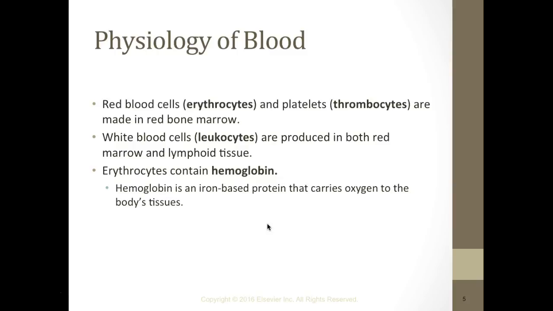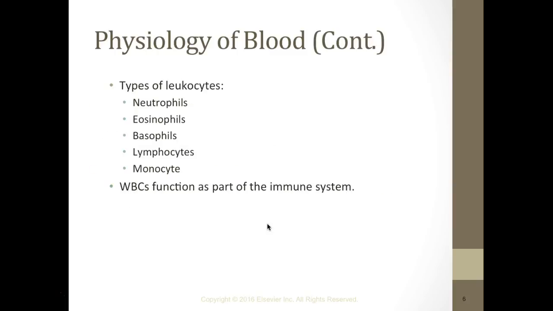So the physiology of blood. Red blood cells, erythrocytes, and platelets, thrombocytes, are made in the red bone marrow. White blood cells, leukocytes, are produced in both red marrow and lymphoid tissue. Erythrocytes contain hemoglobin, and hemoglobin is an iron-based protein that carries oxygen to the body's tissues.